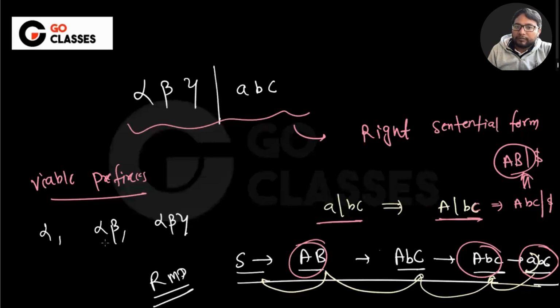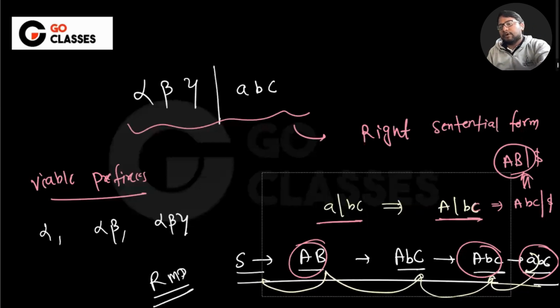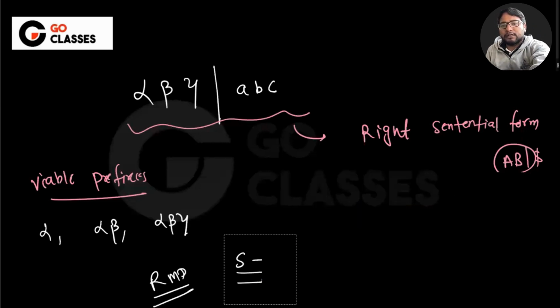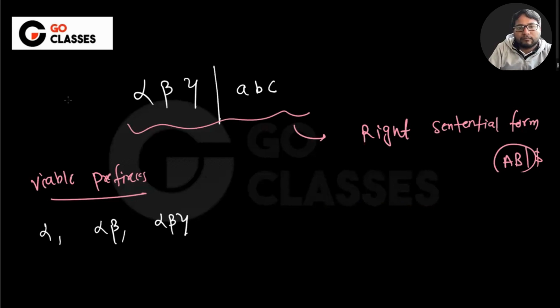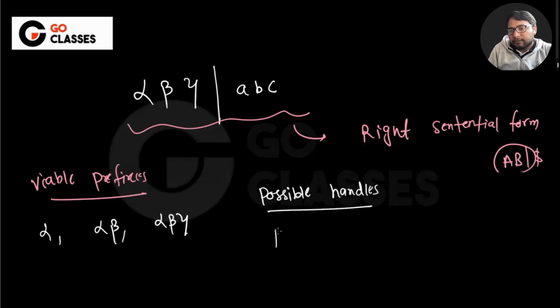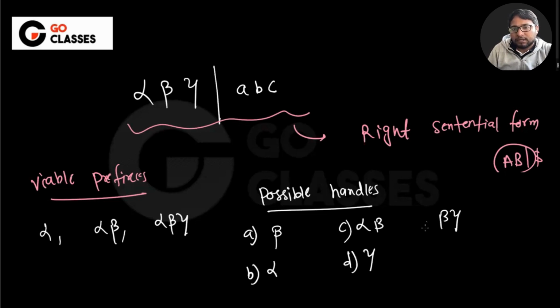Okay. So alpha, beta, gamma, these are the viable prefixes. And then this is the right sentential form. And then what are the possible handles here? Can anyone tell me what are the possible handles? In this particular diagram, can you tell me the possible handles? Can the beta be the handle? Can alpha be the handle? Can alpha beta be the handle? Can gamma be the handle? Can beta gamma be the handle? Tell me. Let's suppose this is A, this is B, this is C, this is D, this is E.